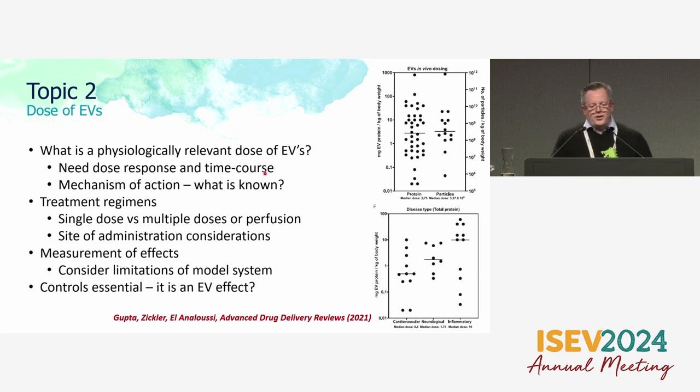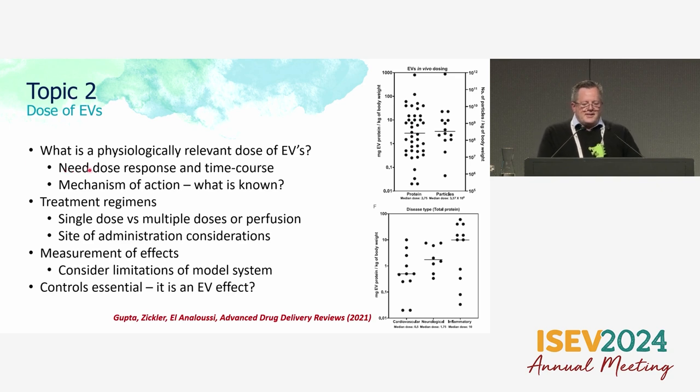Something we'll talk a lot about at the meeting today and also throughout this week is around what kind of dose of EVs do you need to use? So what is a physiologically relevant dose of EVs? That's a big question that we clearly don't have an answer for, and it will again depend on the system you're using and even the condition, whether it's a disease or a model or a normal control, for instance.